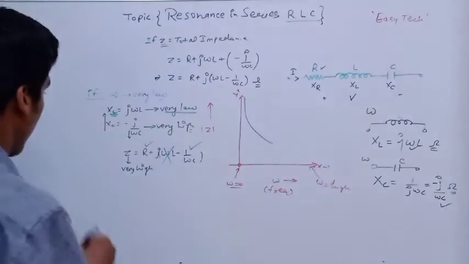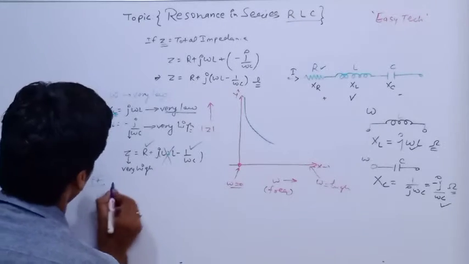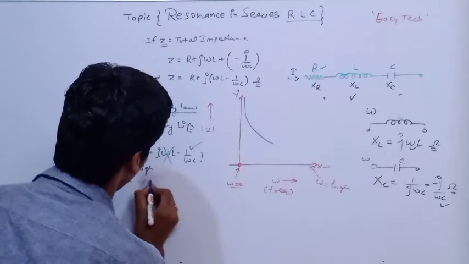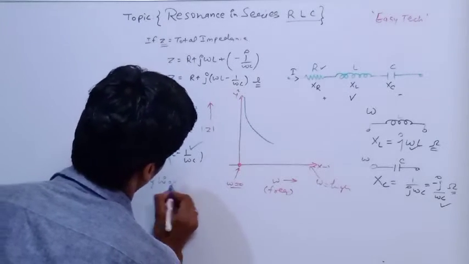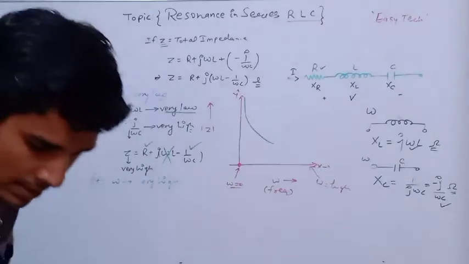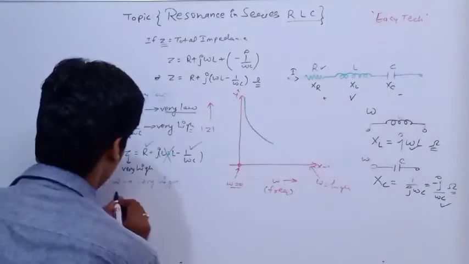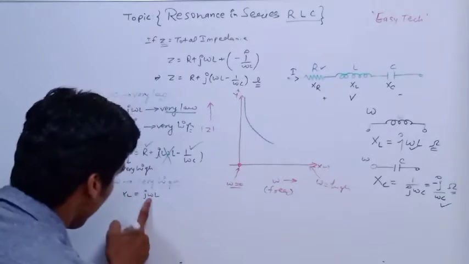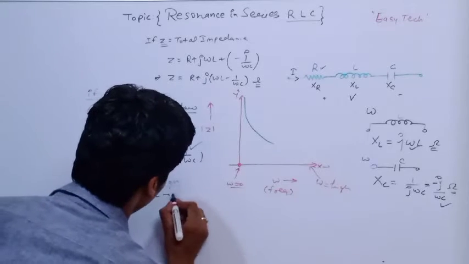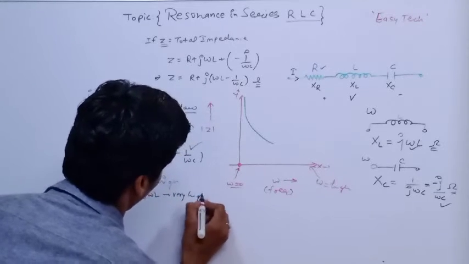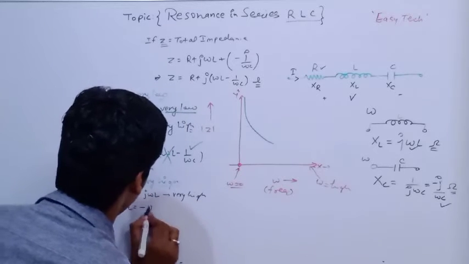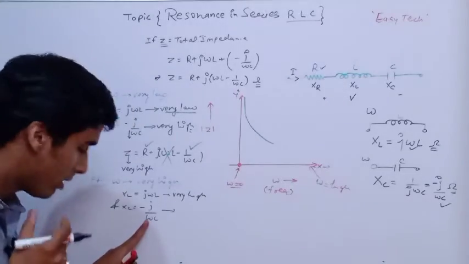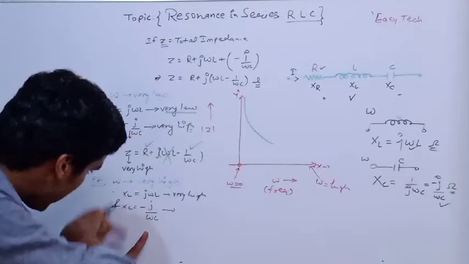Now if I am again increasing omega and omega tends to very high, in that case what should be the value of XL? It is j omega L. If omega is very high, that means the value of XL will be very high. And what should be the value of XC? It is minus j upon omega C. If the value of omega is very high, because it is in the denominator term, then XC value will be very low.